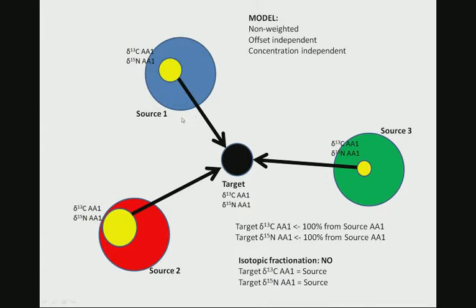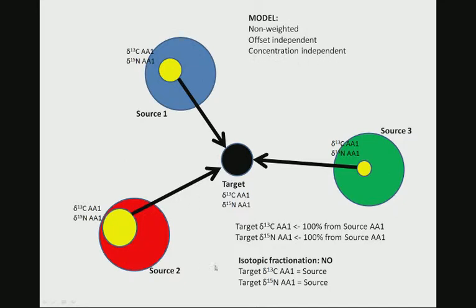Now the question that I'm asking is the contribution of amino acid 1 from each source. And this allows me to ignore their concentrations in the different sources. If I was asking the contributions from each source as a whole, then I have to take into account the concentrations of the amino acids in the different sources. But since I'm not doing this, this is a concentration independent model.